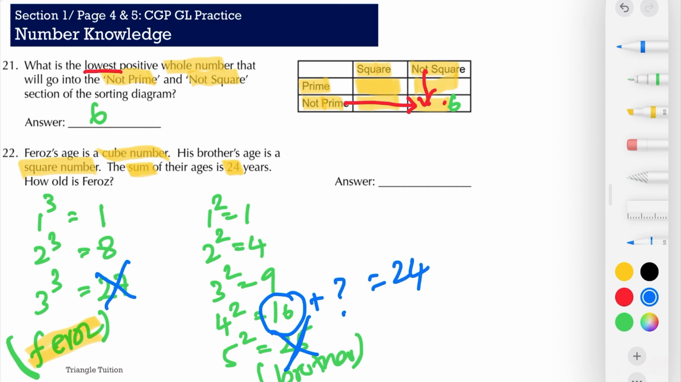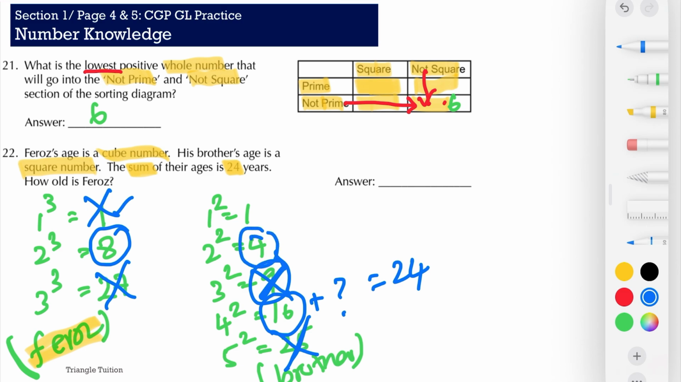8. Can we see 8 here in the cube numbers? Yes, 8. So this is the possibility. 8 and 16 makes 24. 16 and 1 makes 17. So this is the wrong answer. So 9 is there. 9 and 8 makes 17. So this is not the correct answer.